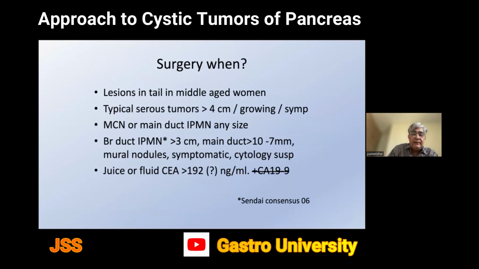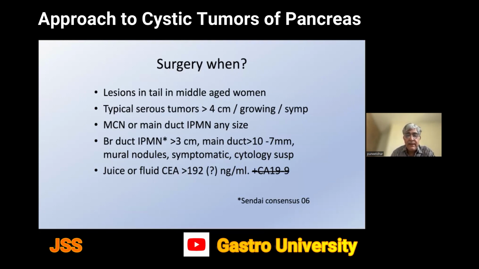CEA is routinely done. I just put CA 19-9 there because while CA 19-9 is a very useful serum modality, if CA 19-9 is high in the serum blood, it could be a marker of malignancy. But CA 19-9 in the cyst fluid, please don't waste it. It's a waste of money. The highest CA 19-9 we found was in some of the benign serous tumors. So there is no evidence of CA 19-9 use in the cyst fluid.